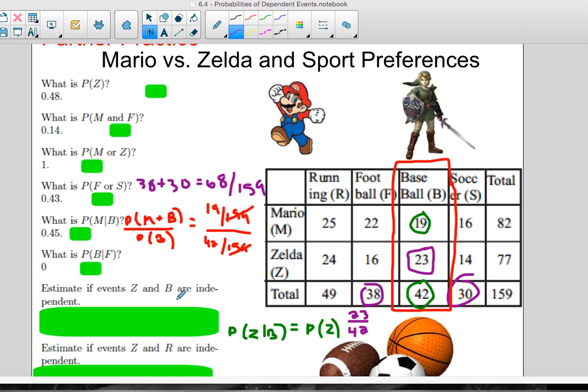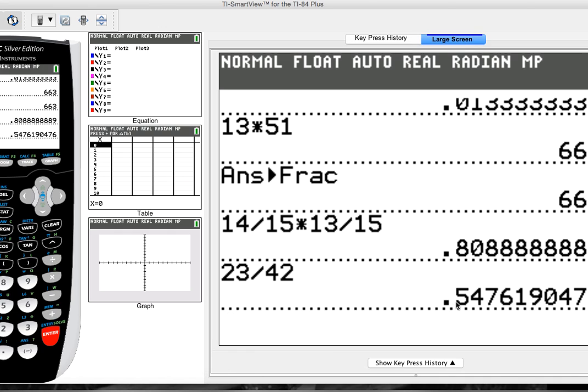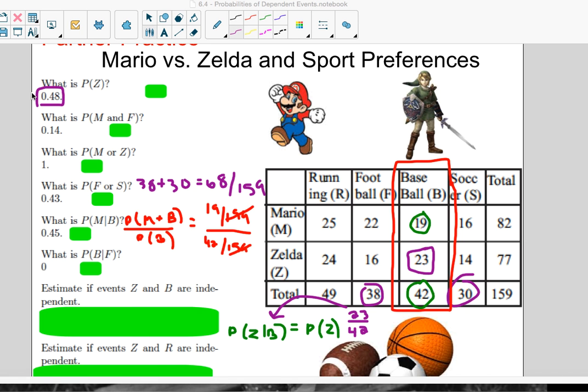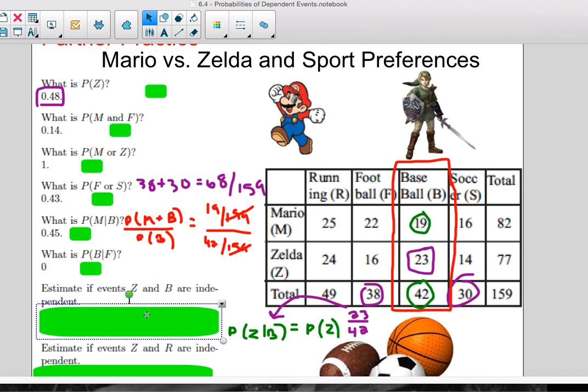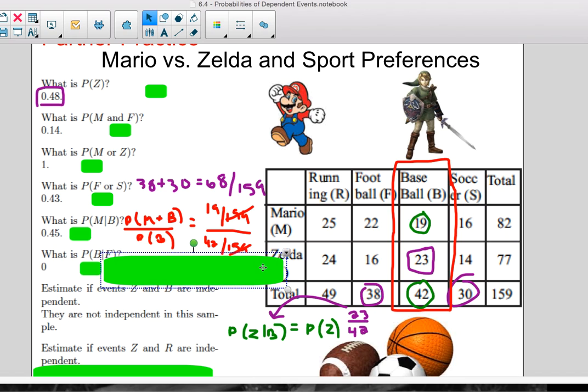So basically that's the probability of Z given B. Now the probability of Zelda, which we had already before, the one up here, is 48%, right? So we have 54.8% comparing it to 48%. Well, all of a sudden, these are definitely not independent. So the answer is no, simply because they are not independent.